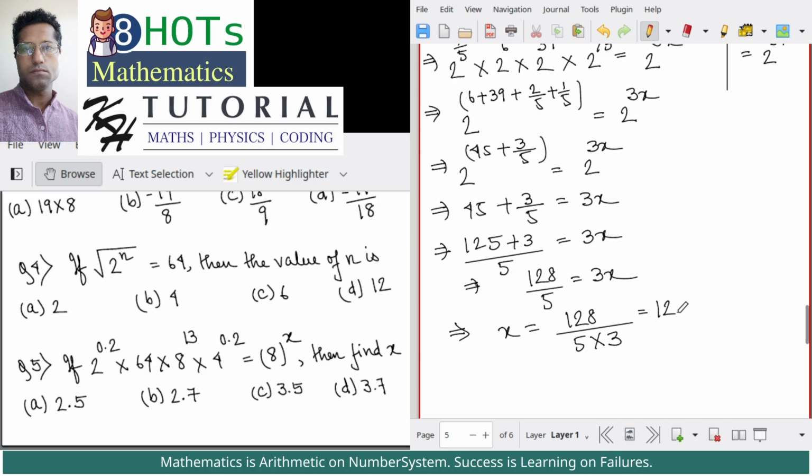Okay, so this is 128 by 15. So how much is 128 divided by 15? 9. I am getting 9. I might have done something wrong with the calculation. Oh no, sorry, not 9. This will be 8, 40, 120.